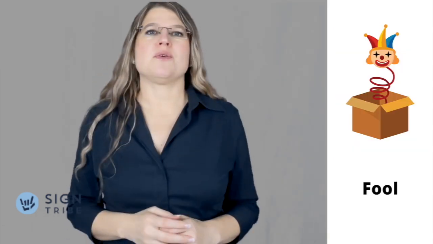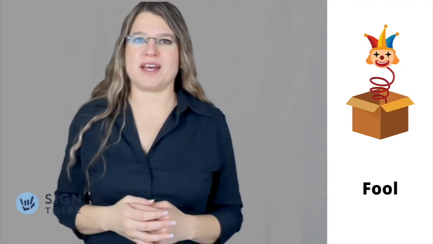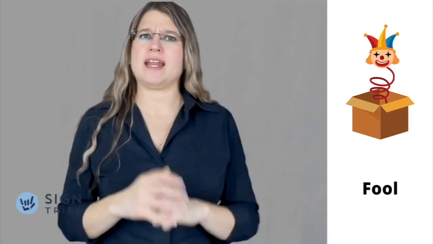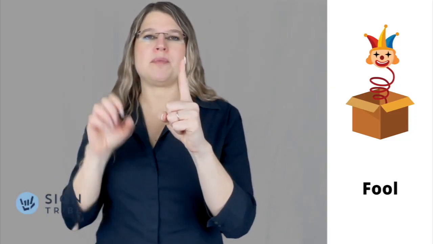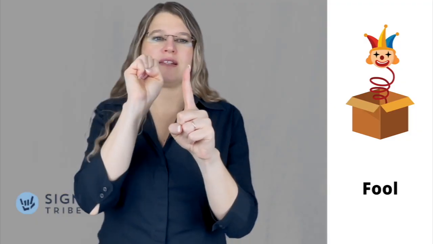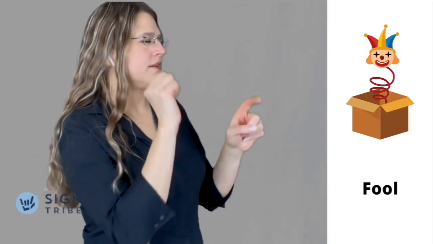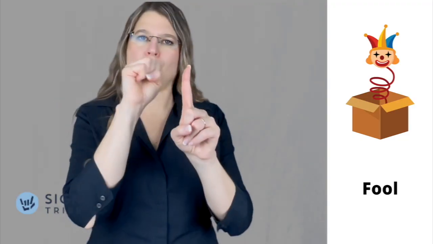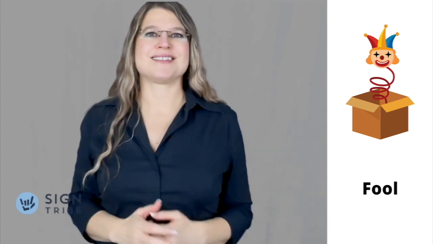Fool. So this sign for a fool means to fool somebody, or to like play a trick on them. To fool somebody. Your non-dominant hand is going to have the index finger up, dominant hand in a fist, and it's like you're going to knock on it and then come back. To fool somebody.